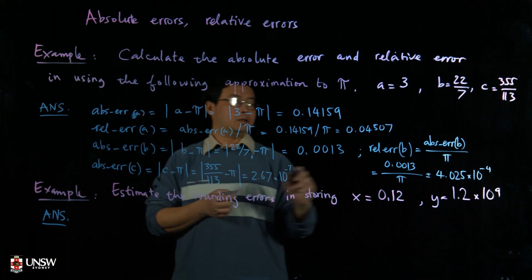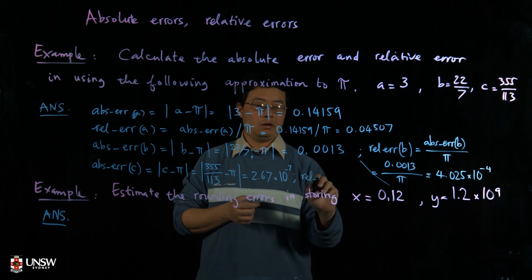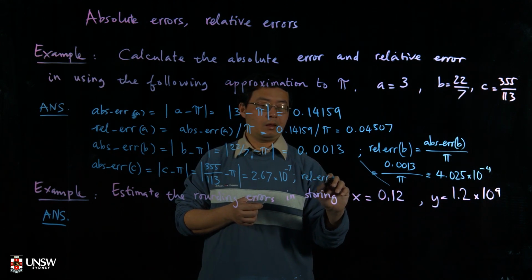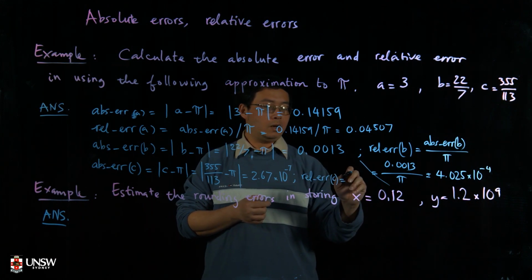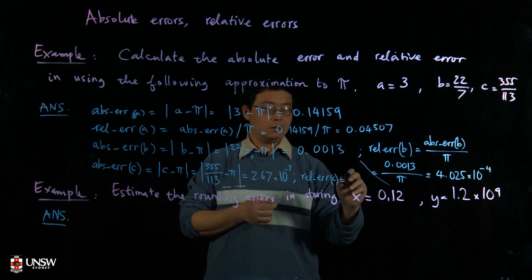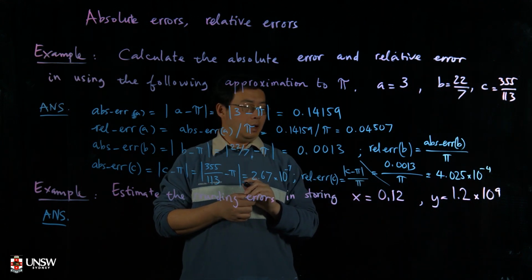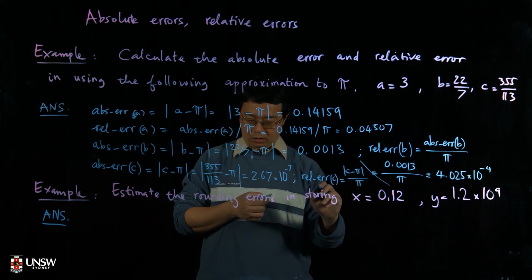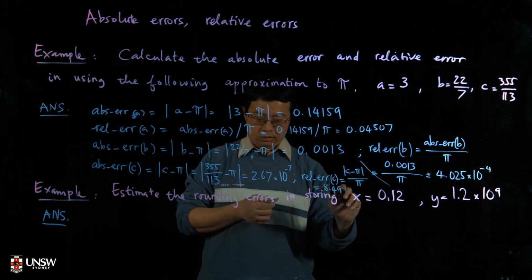Okay, and similarly, you can have the relative error of c. It will be the absolute error of c divided by pi. So the absolute value of c minus pi, divided by pi. And it will be around 8.49 times 10 to the minus 8.